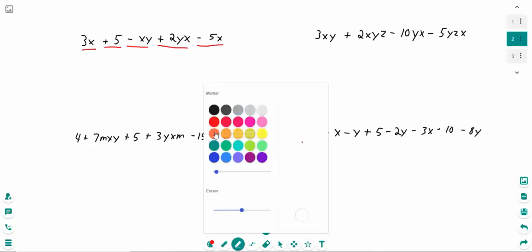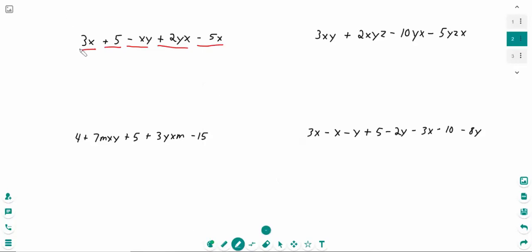So let's take the first number here, this 3x, and we're looking at the variable. We have an x in there. So is there anything else in this expression that just has an x? Well, if we go to the next term, this one doesn't have any x. If we go to the next term, it does have an x, but it's not just an x. It's an x times a y. All right? This is just an x. So this negative xy term here would not be a like term with 3x because it has more than just an x, it has a y.